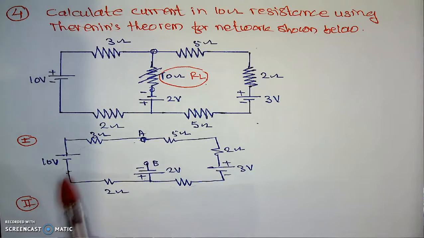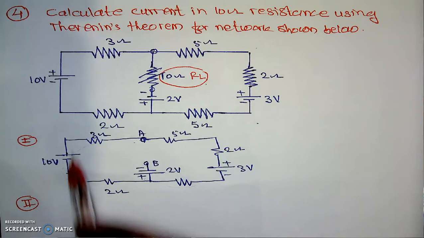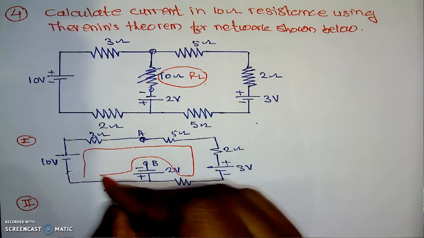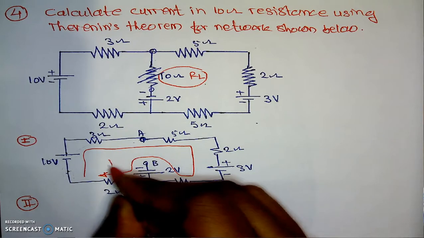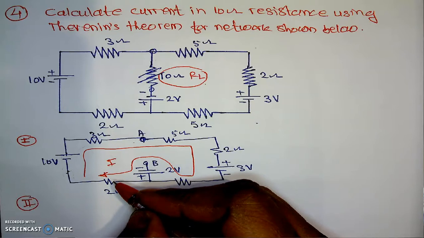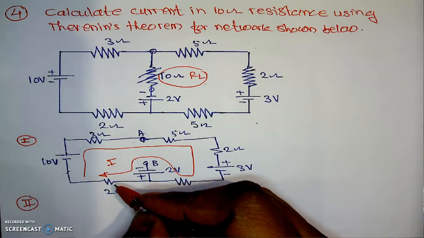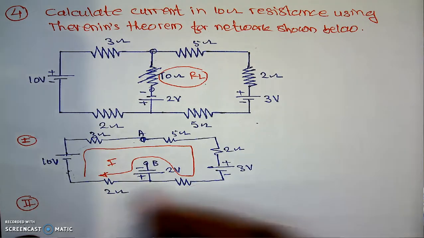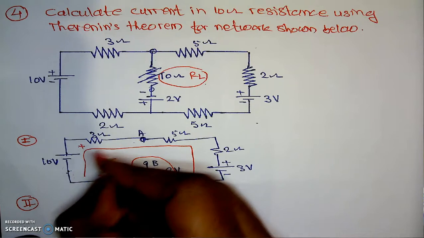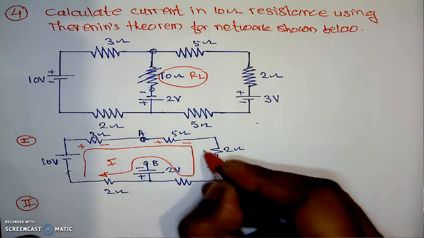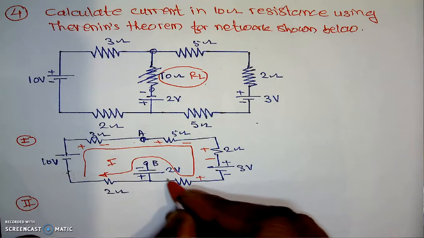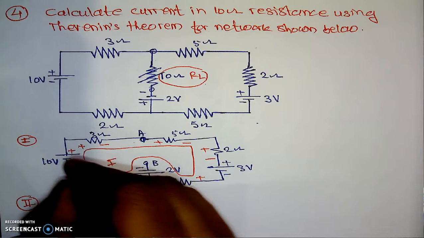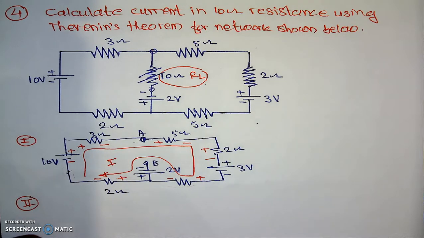Now here is the single loop. Now we will apply the KVL to this loop and we will calculate its current I. Now here it will be plus, this is minus, plus, minus, plus, minus. Depending on the polarity, we will mark the terminals. This is the positive terminal of the battery, negative terminal of the battery, and so on.